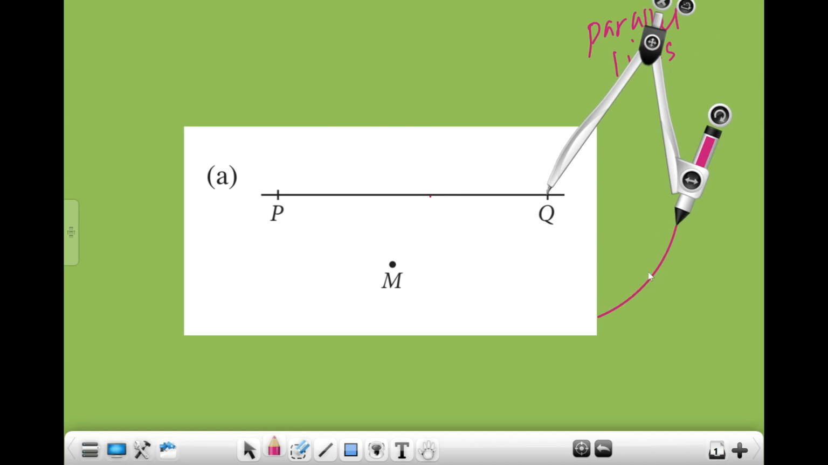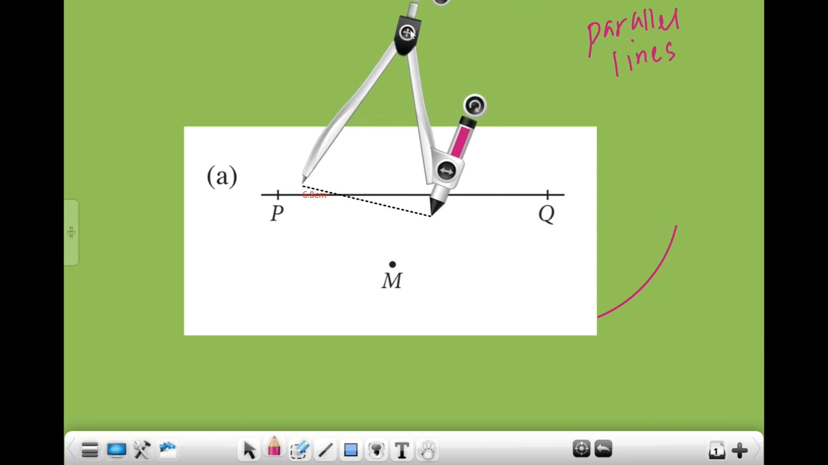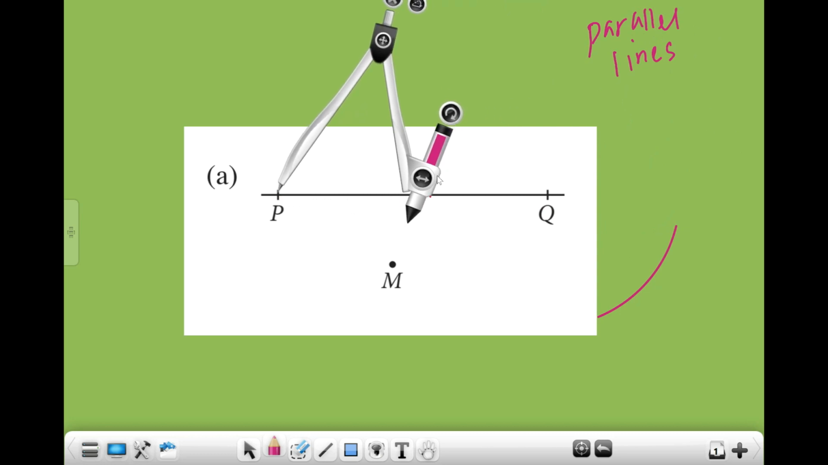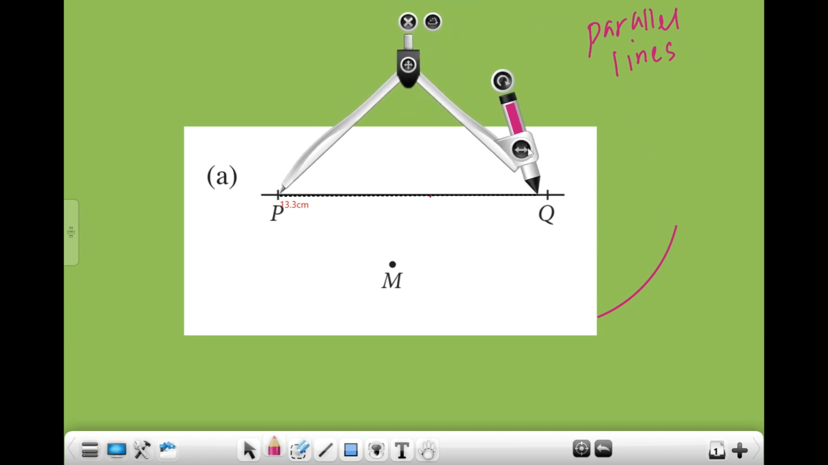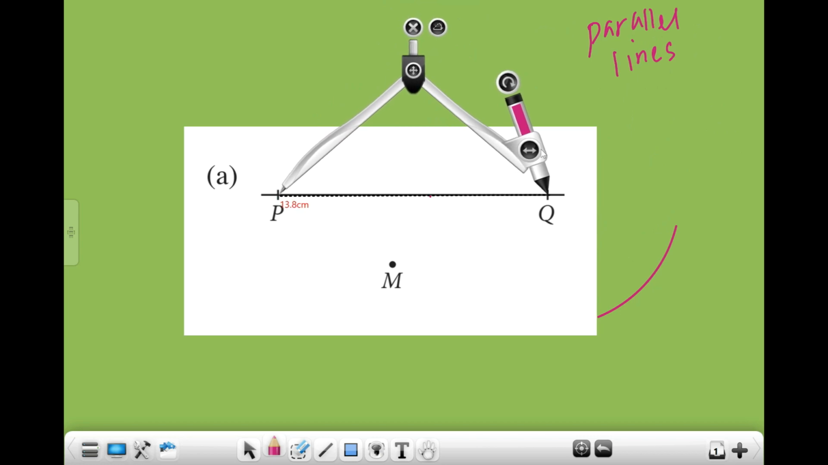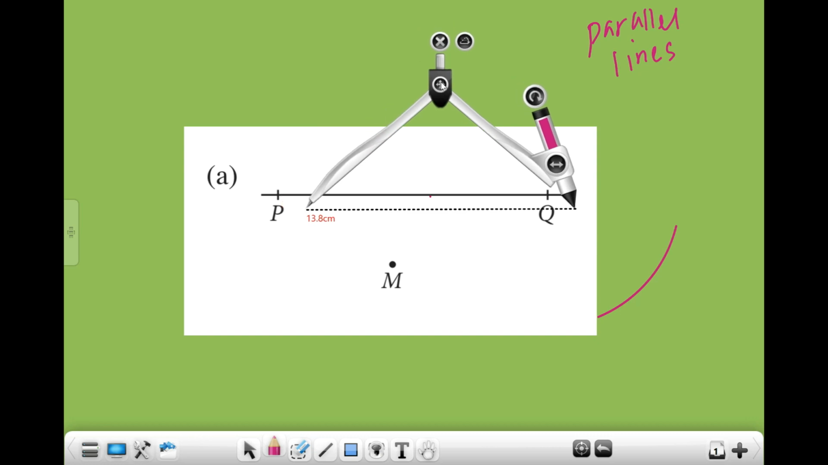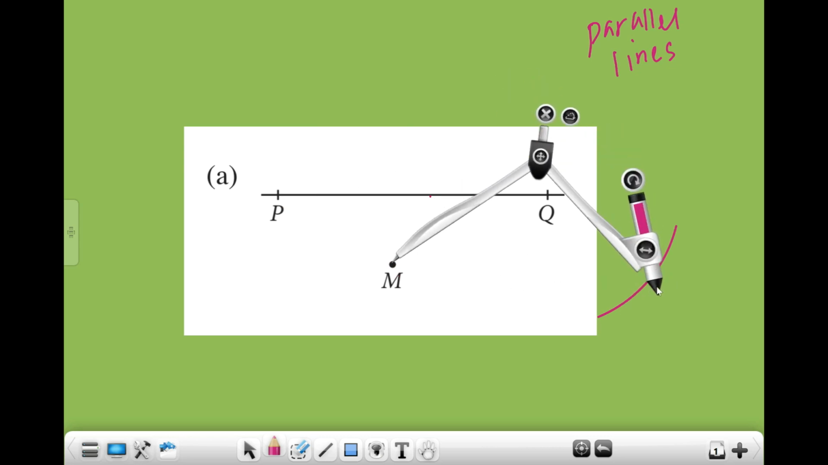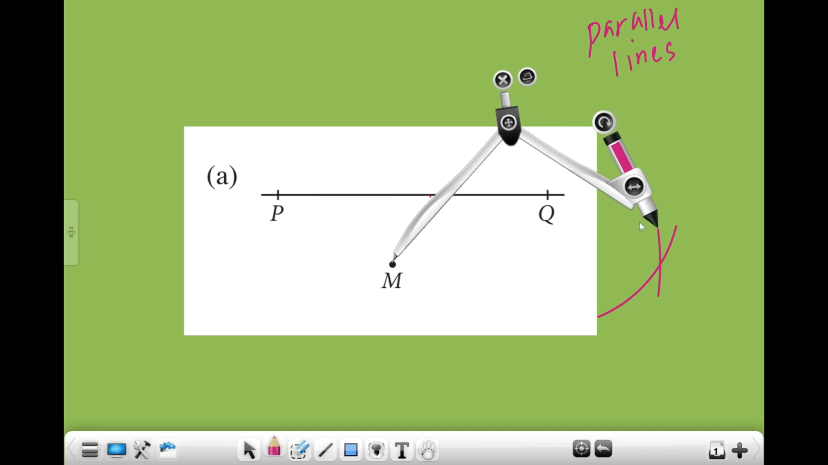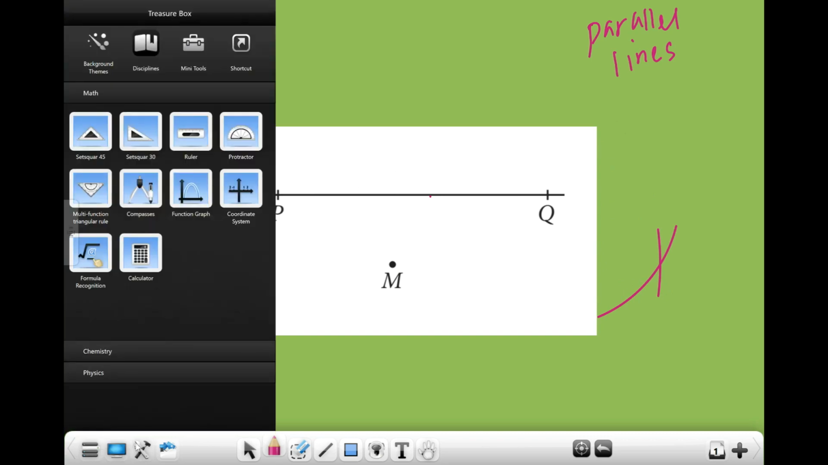Yes. Okay. Move to point P. You need to drag it until you get the length of Q. Okay, same length already. Remove it, put it on M, and then you draw the arc. You draw it. Okay, so you just have to make sure it cuts through it. Then you remove it. So next thing, you get your ruler.